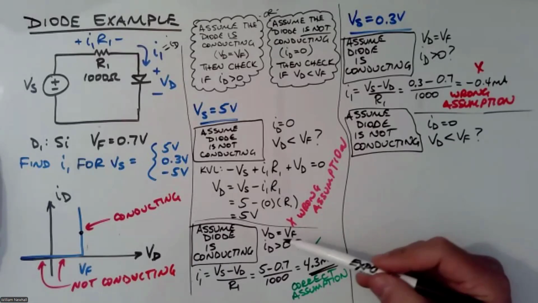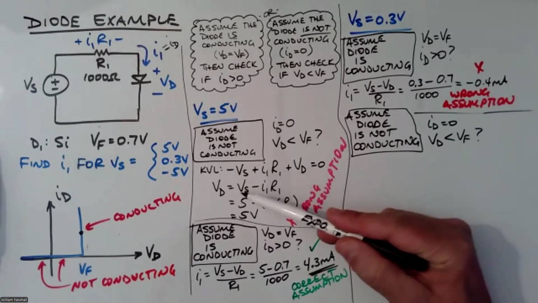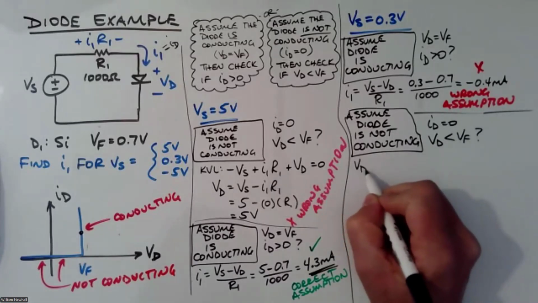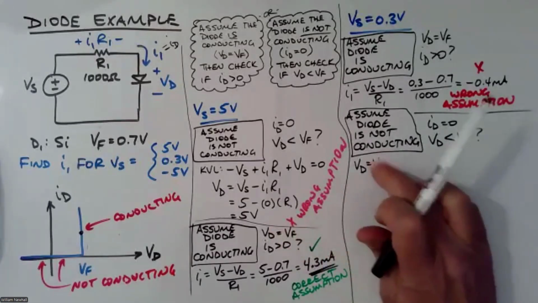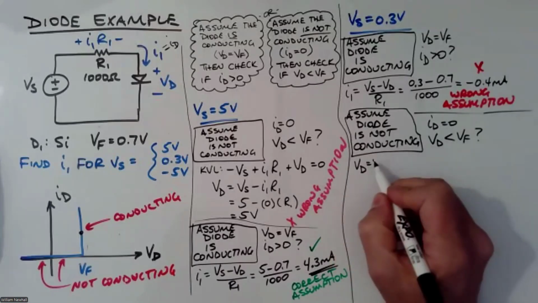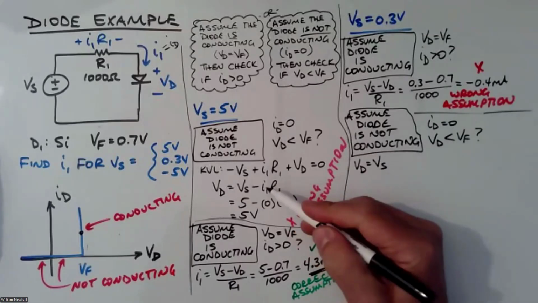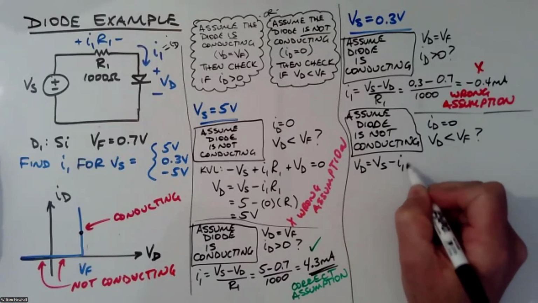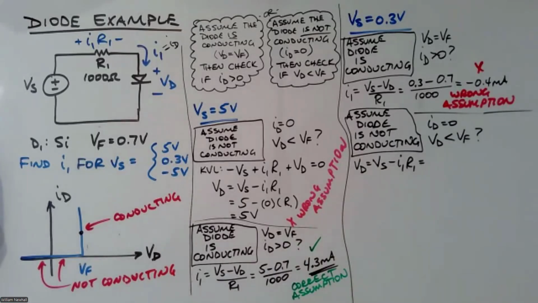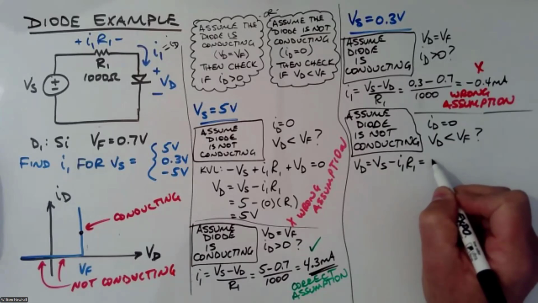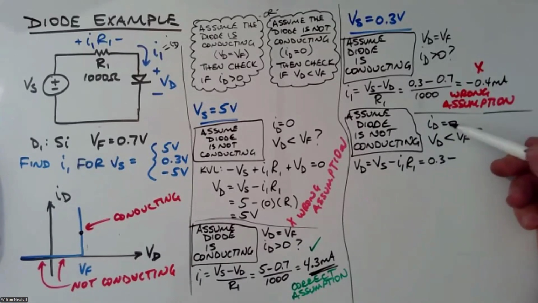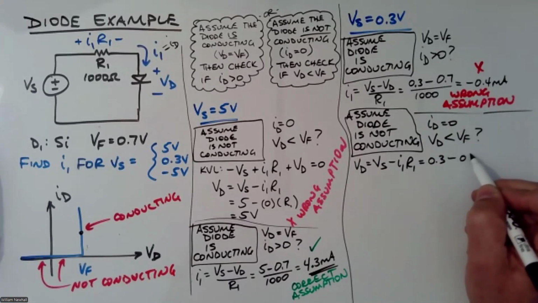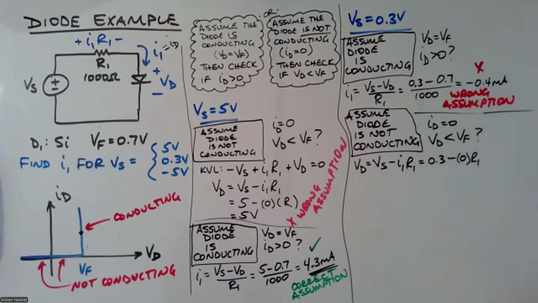All right, so let's go back here. Let's look at this KVL equation. VD is equal to VF. No, that's not right. VD is equal to VS minus I1 R1, which is equal to 0.3 minus I1, which is equal to ID, 0, times R1. So that's 0.3 volts.